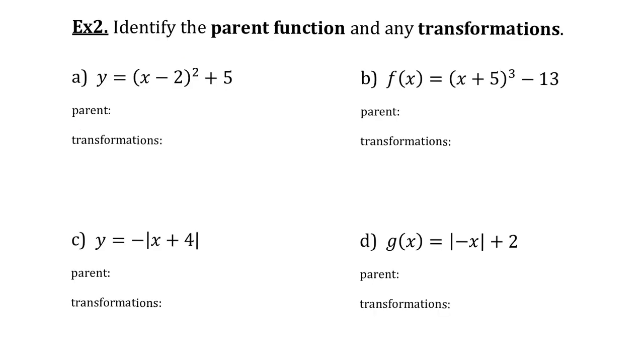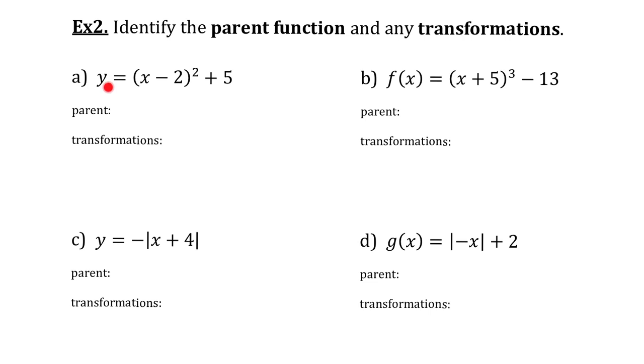Okay, now in example 1, we were working with a random function that was given and graphed. But we're often working with a parent function, and the parent function tells us the shape, and then what we know about transformations tells us where to move it and how to move it. Okay, so let's look at these. First, we're going to identify the parent function, then we're going to identify the transformation.